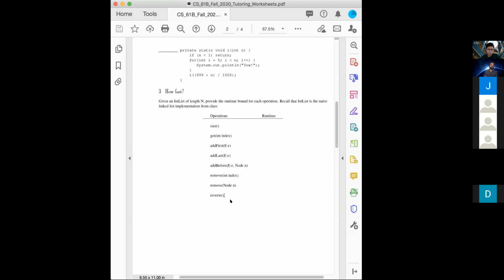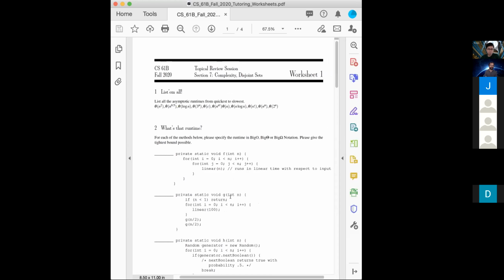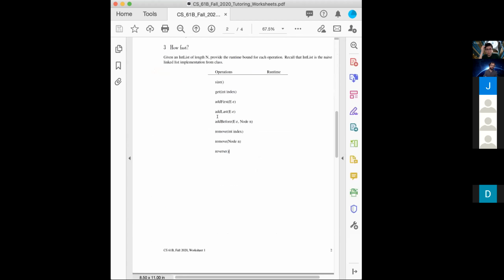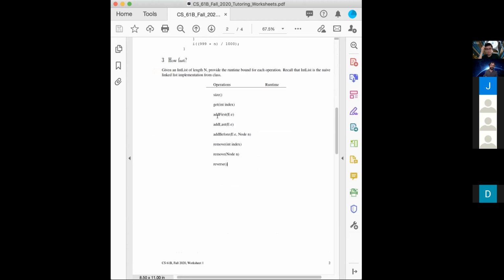So this worksheet, who created this worksheet, out of curiosity? Is this staff created? This is one of the topical review sessions that I think the tutors held. Yes. So I would say that this problem is pretty hard to answer without having a reverse method in front of you, especially since we didn't actually provide one.